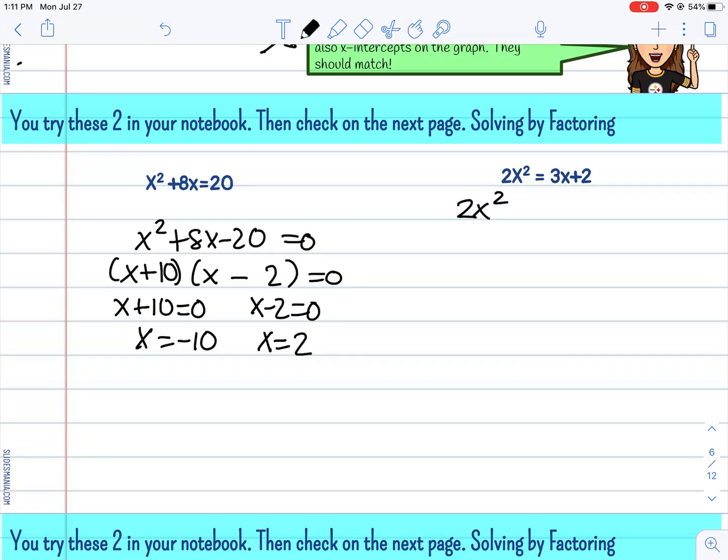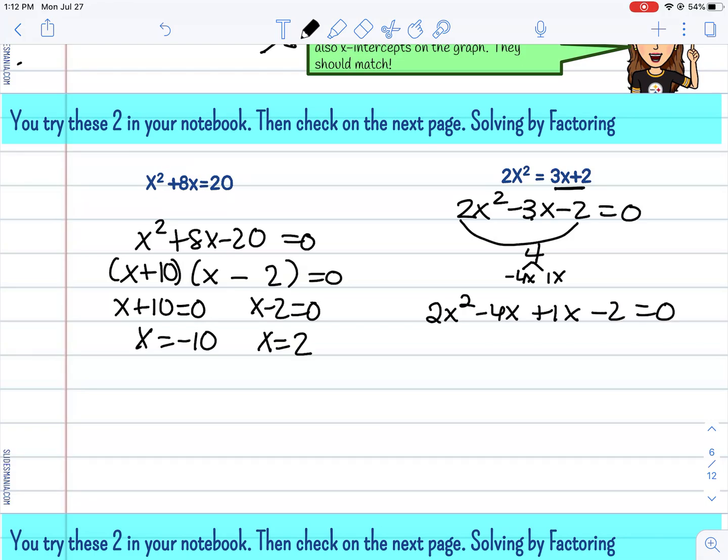The second problem that you guys tried, I always like to keep the x squared positive, so I'm more inclined to move the 3x plus 2 to the other side. So don't forget to do your inverse operations. And we are going to do the grouping method. So 2 times negative 2 is a negative 4. So how could we break 4 up to be negative 3? Well, we could do negative 4x and positive 1x. So I'm going to rewrite that as negative 4x plus 1x minus 2 to do my grouping.